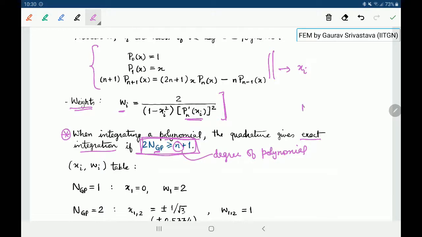So basically, if we choose NGP greater than or equal to (n+1)/2, we are expected to get exact results when we are integrating polynomials. What it means is, for n equal to 1, which is a linear polynomial, we want NGP greater than or equal to (1+1)/2, which is equal to 1. So even one Gauss point will give an exact result for linear polynomials when they are being integrated from minus 1 to 1.